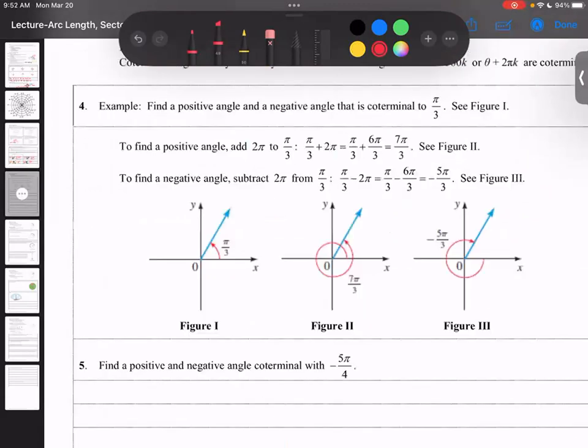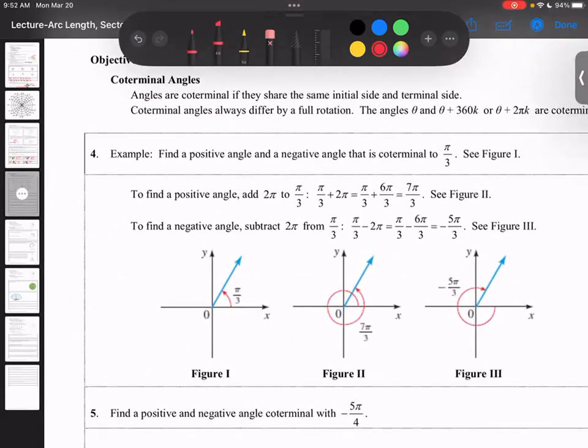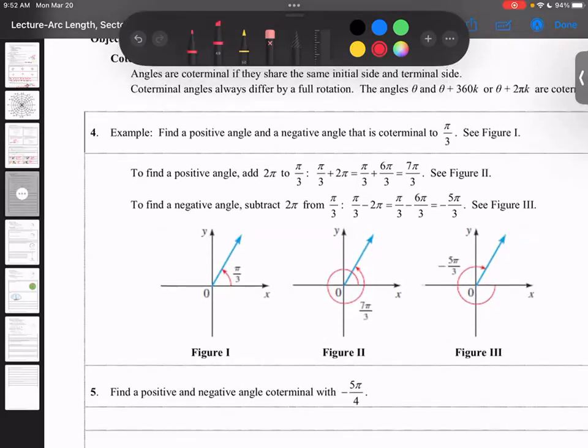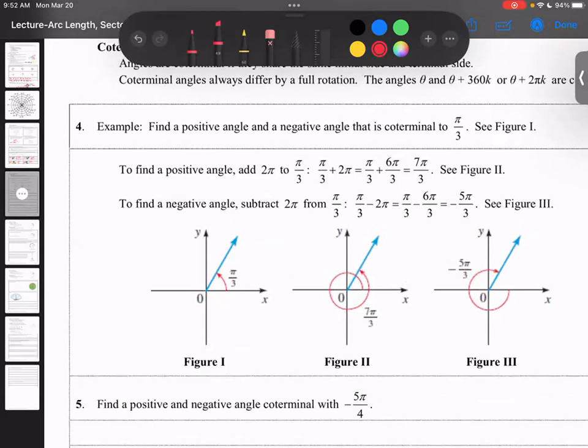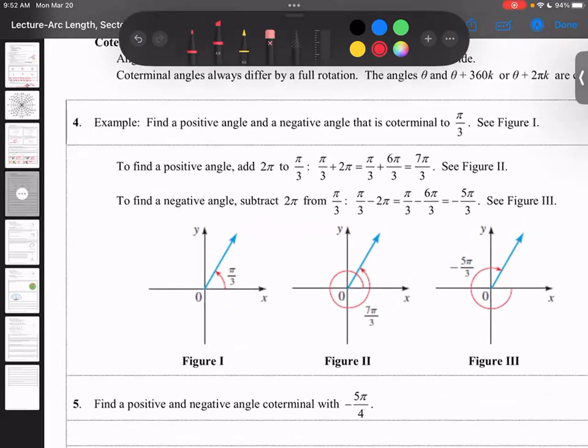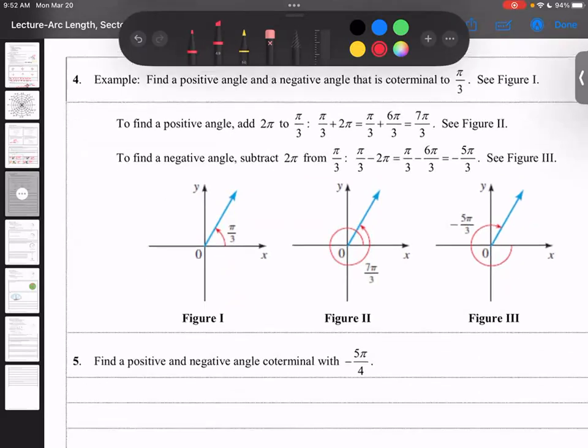We come back to coterminal angles. Like I said, coterminal angle differs by a full rotation. So if I ask you to find the coterminal of pi third, then for the positive angle, you add 2 pi. For the negative angle, you subtract 2 pi. That's all it is. It makes sense, right? If you want to go in the positive direction, you add another once around, which is 2 pi. If you want a negative angle, then you go backward 2 pi.